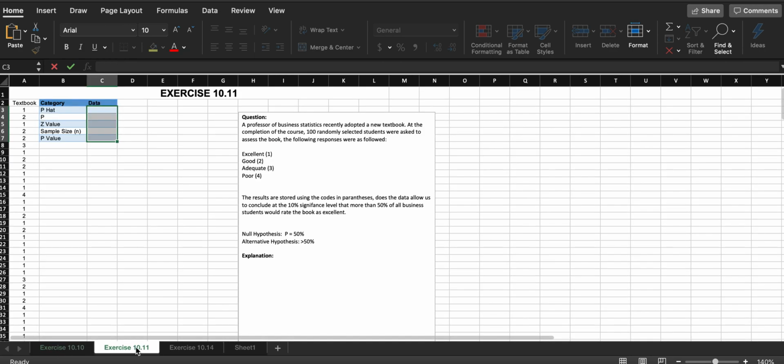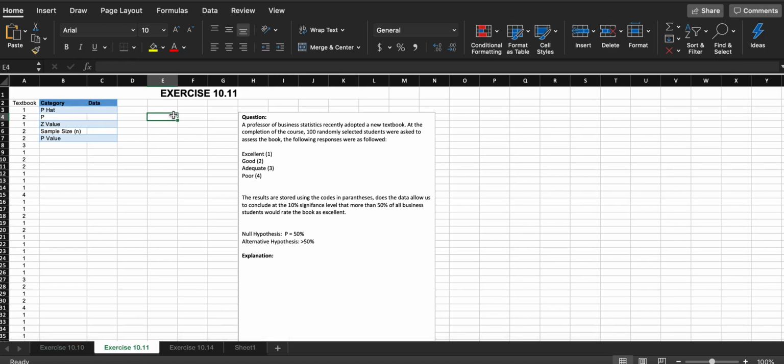Now 10-11, again, very same setup. Here we're trying to see, does the data allow us to conclude at the 10% significance level that more than 50% of all business students would rate the book as excellent? So excellent is 1. So again, we're going to use the COUNTIF command. It's the same setup. Now our new null hypothesis is that it equals 50%, and the alternative is that it's greater than 50%. So again, keywords that give it away: more than, it's going to be greater than.